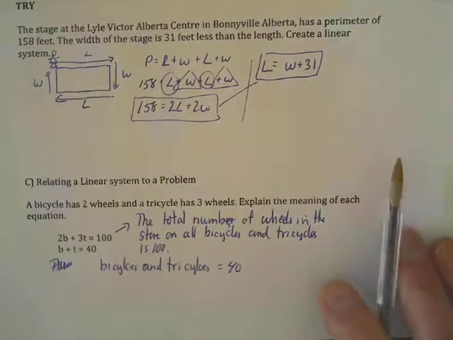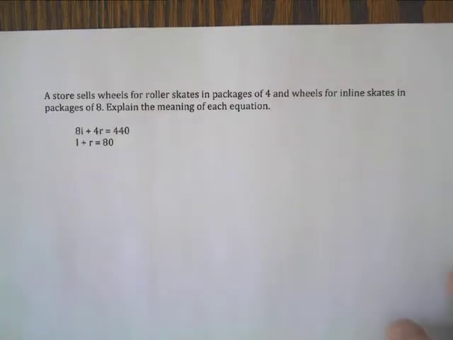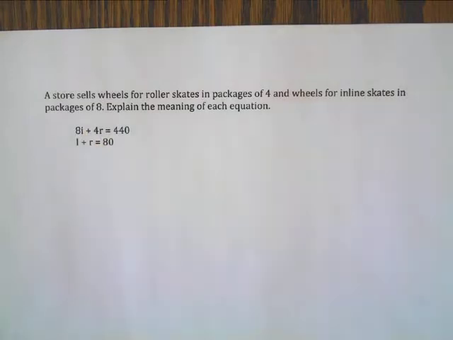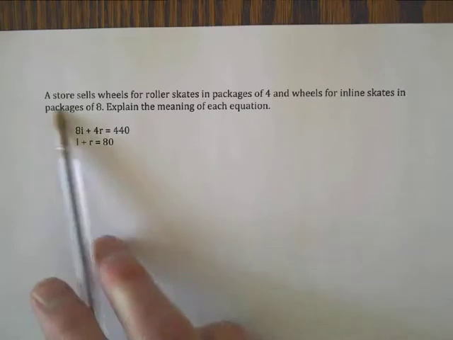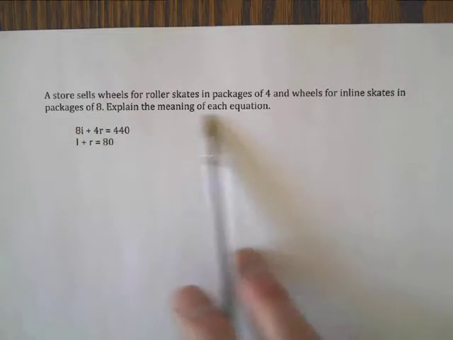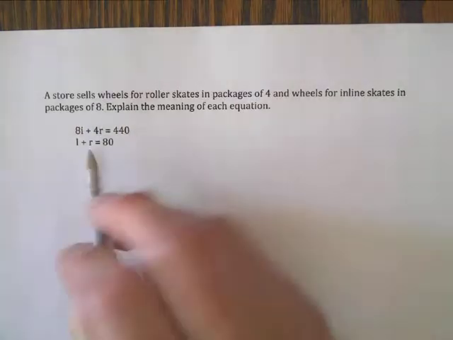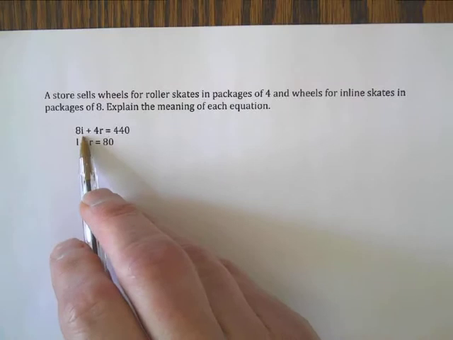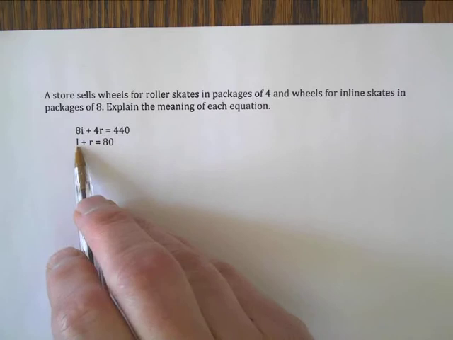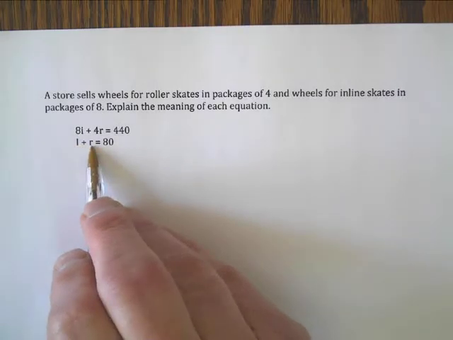So on the next page, I want you to see how you can give me information or write a word problem to tell us or write information about these two equations. So stop the tape and try it on your own, and then turn it back on to see how well you did. So a store sells wheels for roller skates in packages of 4 and wheels for inline skates in packages of 8. Explain the meaning of each. So once again, I would be your inline skates, R would be your roller skates. This should be an I for inline skates and R for your roller skates.